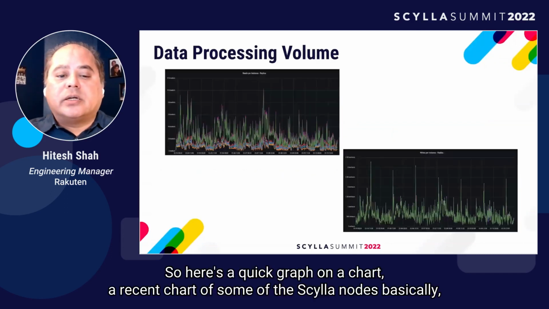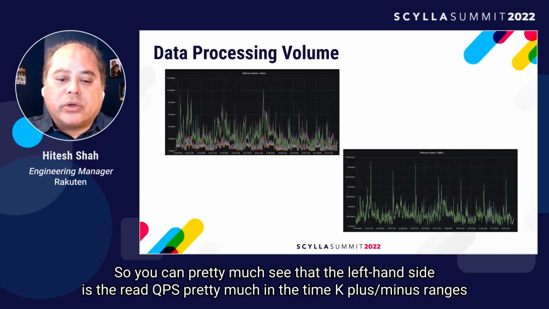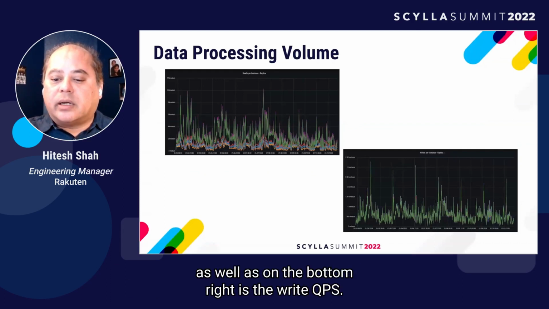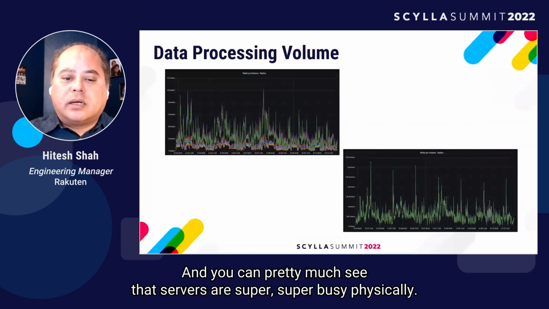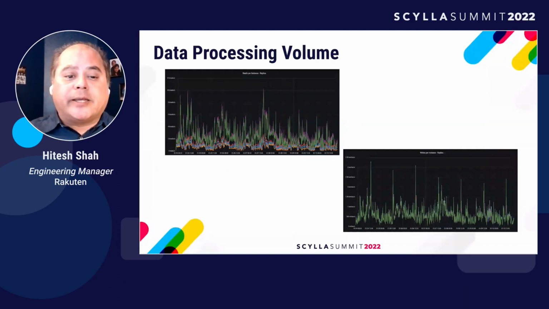So here is a quick Grafana chart, a recent chart of some of the Scylla nodes, basically what we are monitoring internally. You can pretty much see that on the left-hand side is the read QPS, in the 10K plus or minus range, as well as the write QPS on the bottom right, and I mean you can pretty much see that the servers are super busy.